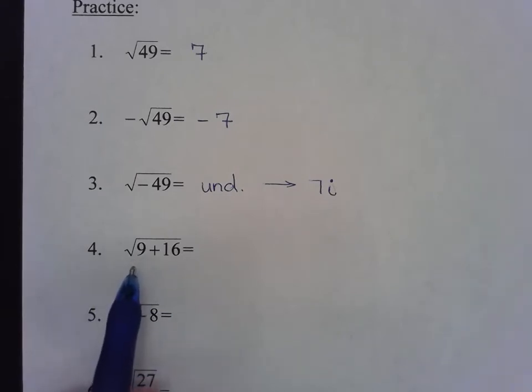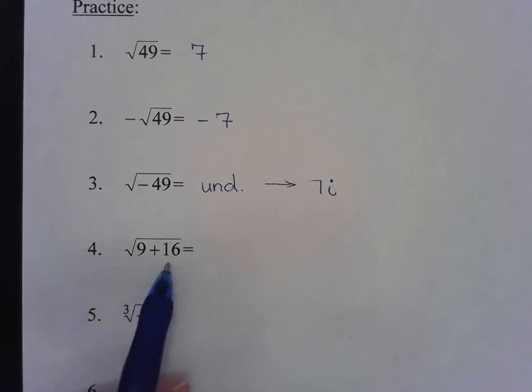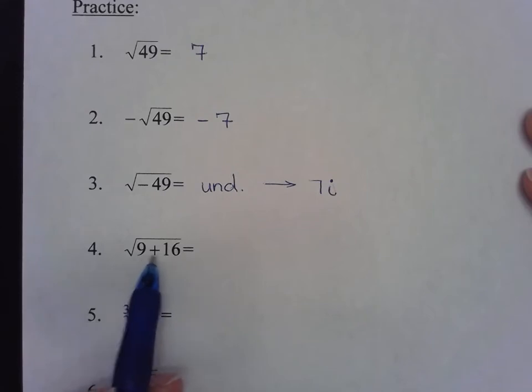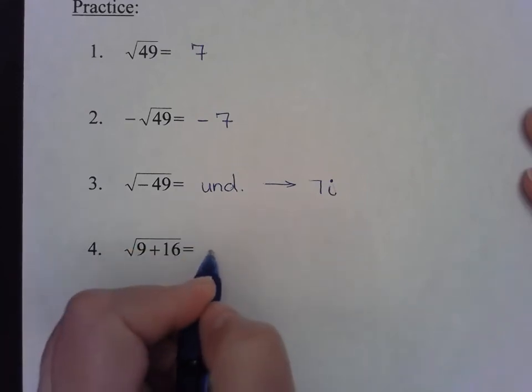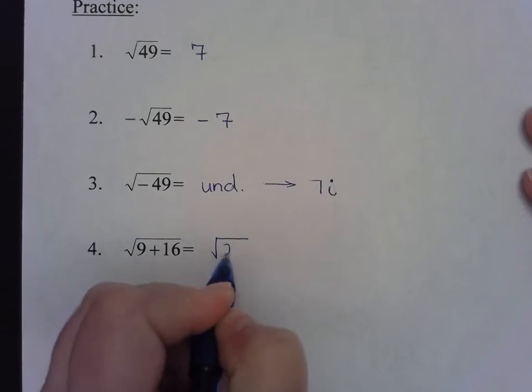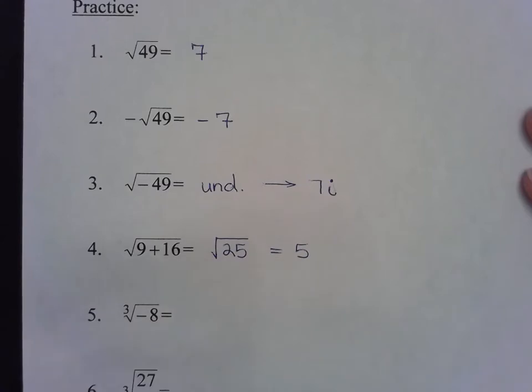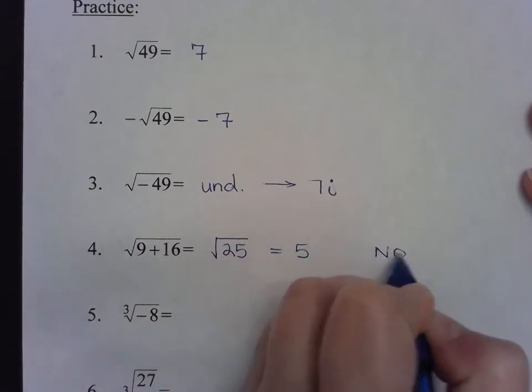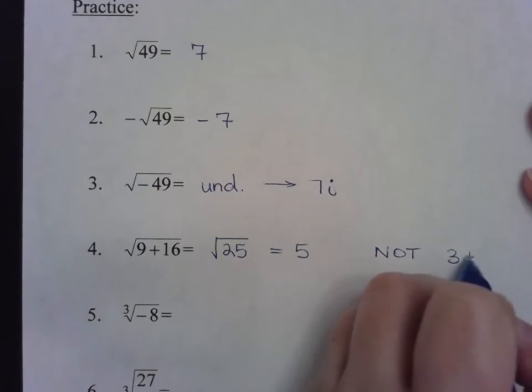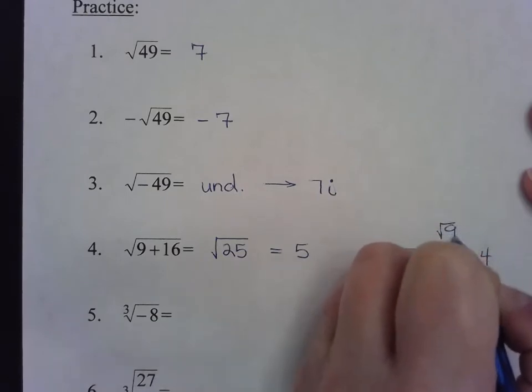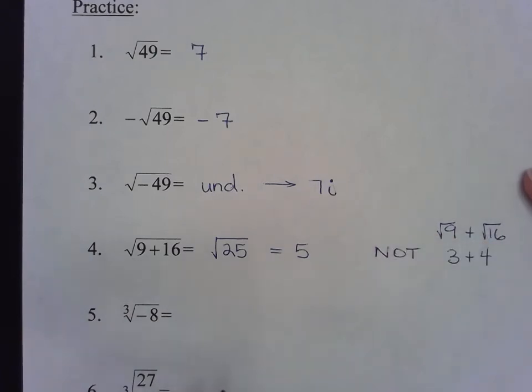I always like to throw in a couple of interesting ones. I cannot break up a square root over addition or subtraction. So even though it is really tempting to square root the 9 and square root the 16, it is more appropriate to add these together first. So these would add up to 25, and then take the square root. It is not 3 plus 4, or the square root of 9 plus the square root of 16. It is definitely not that.